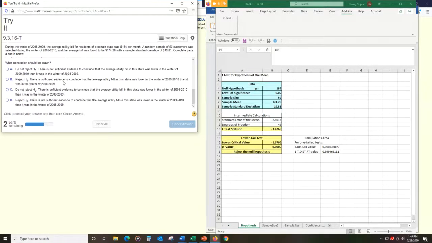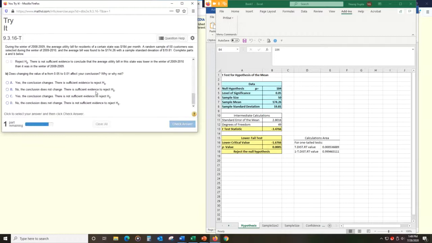So B says there is sufficient evidence to conclude that the average was lower in winter of 2009 than it was in this, which is correct statement, isn't it? Right? Yes. And then you click OK. Got it? Everyone got that? Yes. So see, in one window itself, you get everything here.